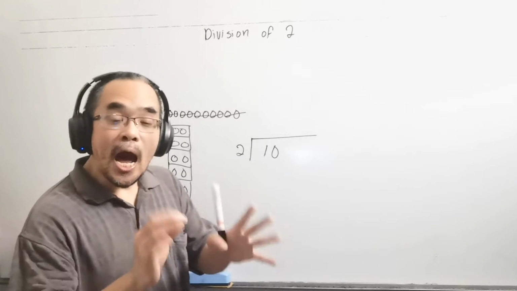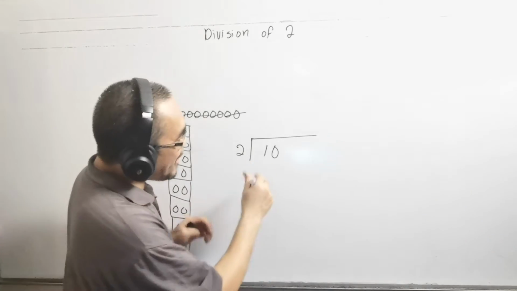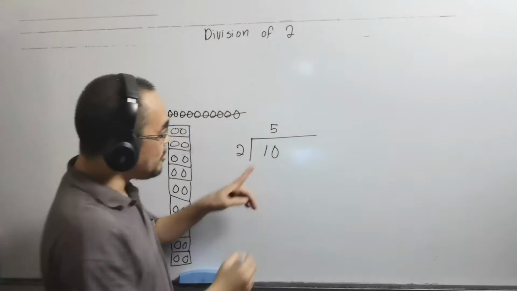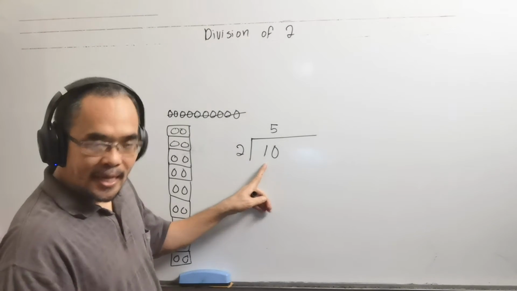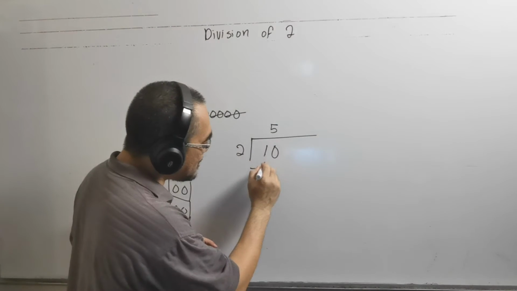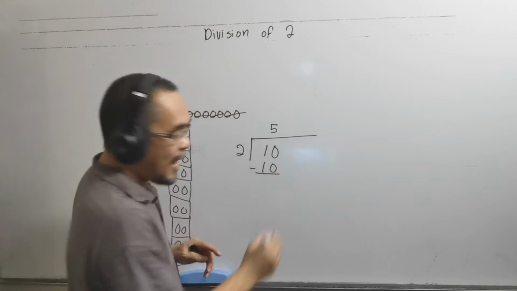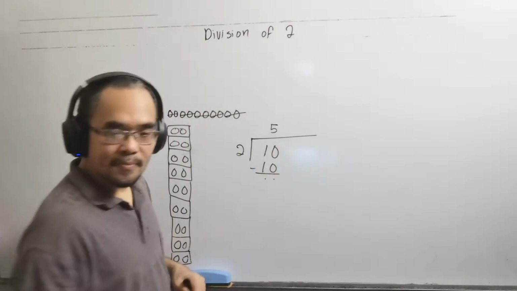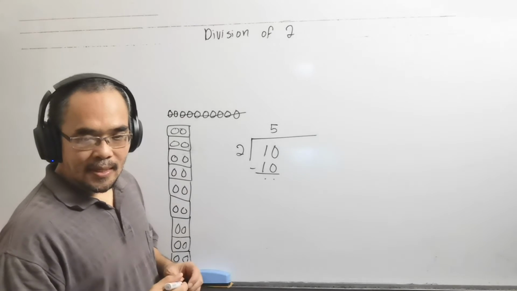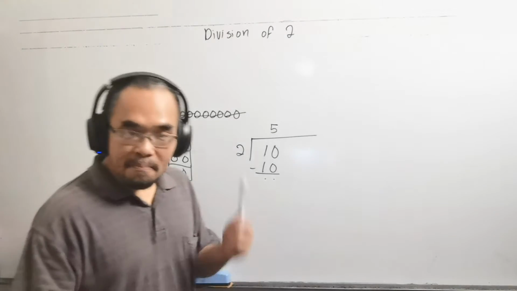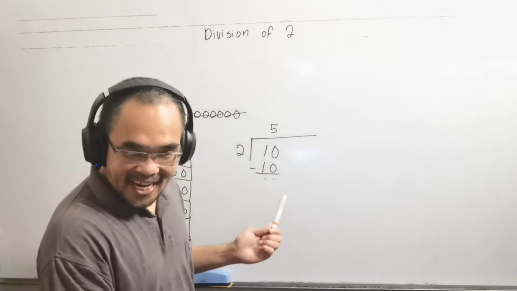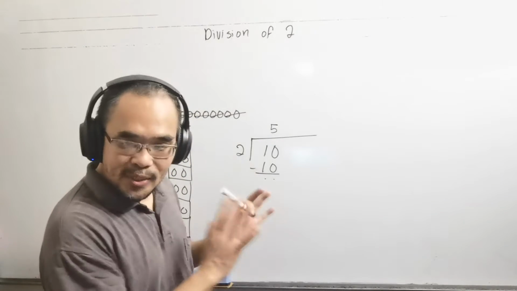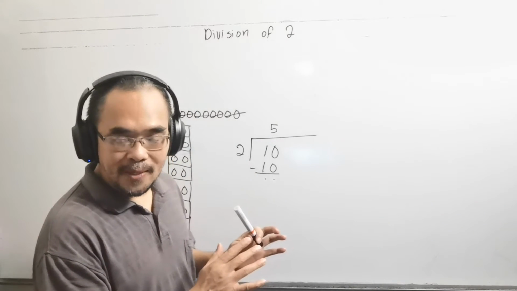5. So how do you write? You should write 5 on top of 10. And then you put minus below here. And then you subtract. Okay. This is the beginning. Because you have to do this many times with me.